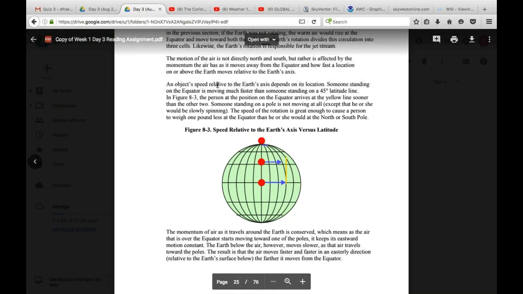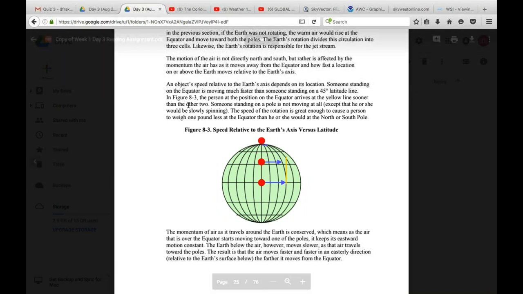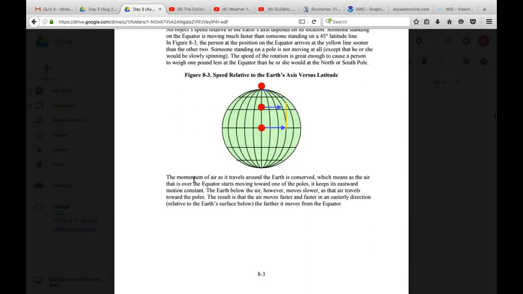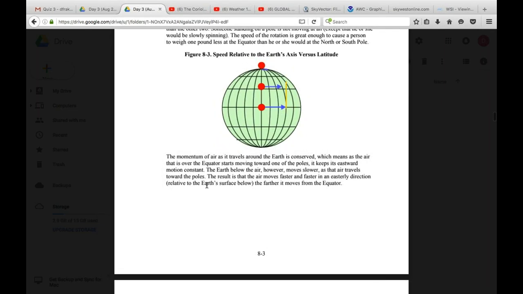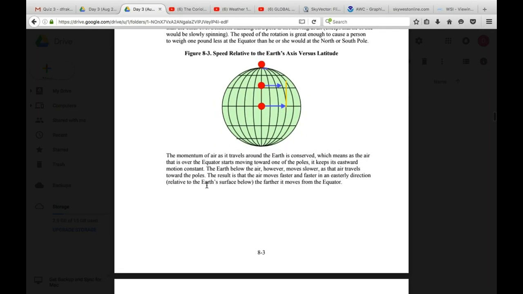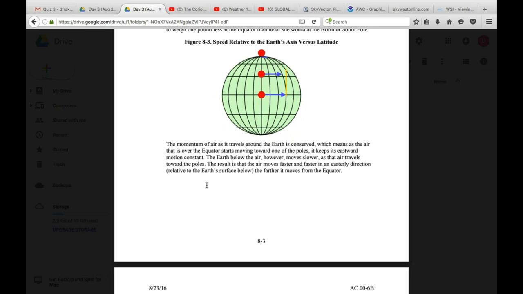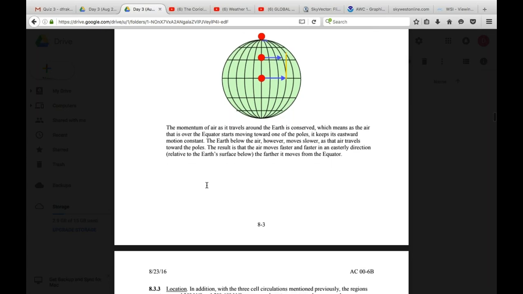So an object's speed relative to the Earth's axis depends on its location. Someone standing on the equator is moving much faster than someone standing at 40 degrees latitude. So this is moving faster than this. And then this person up here would basically be slowly rotating around. So the momentum of the air as it travels around the Earth is conserved, which means the air that starts over the equator and moves toward one of the poles keeps its eastward motion constant. The Earth below the air, however, moves slower as that air travels towards the poles. The result is that the air moves faster and faster in an easterly direction, the farther it moves from the equator.